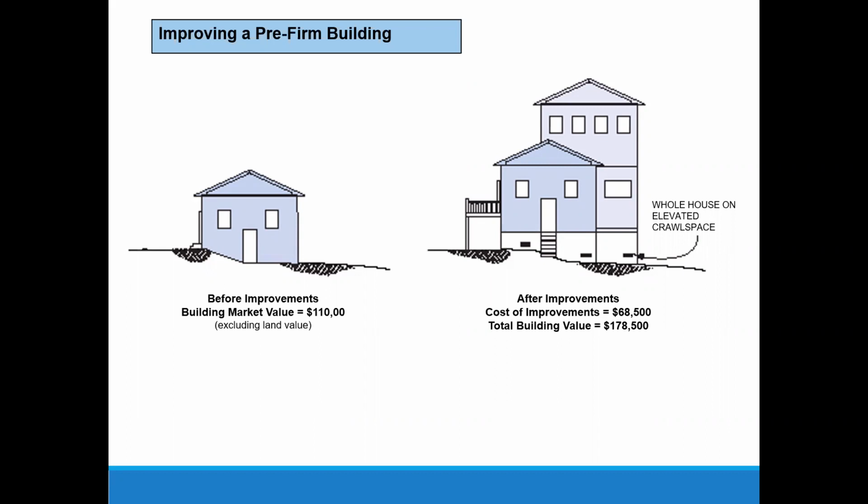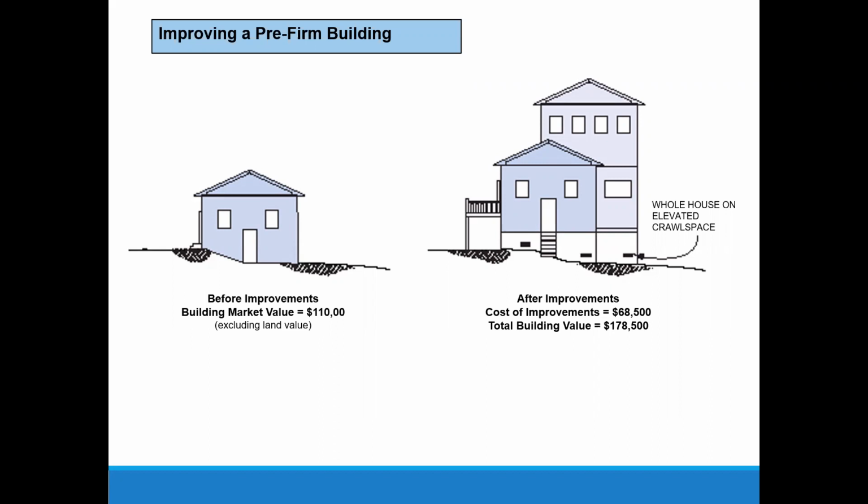So in this example, we have a structure that has $110,000 value, and the cost of those improvements is $68,500. And so the total building value is then $178,500. Again, when it's substantially improved, we have to have it come into compliance with the current regulations, just so that they're not consistently putting more money into a structure without incorporating that flood safety concern in the floodplain.